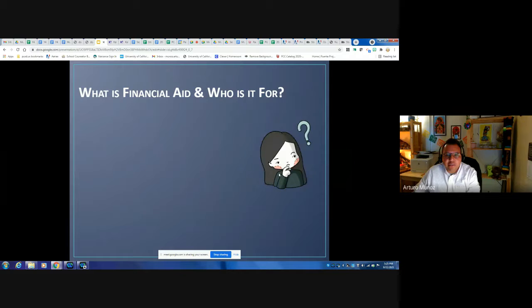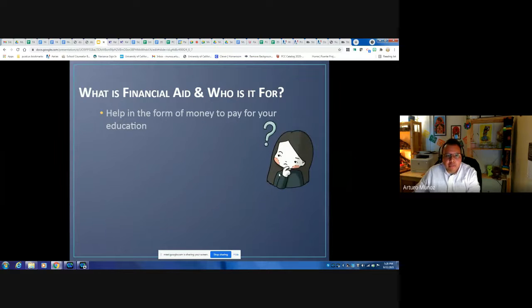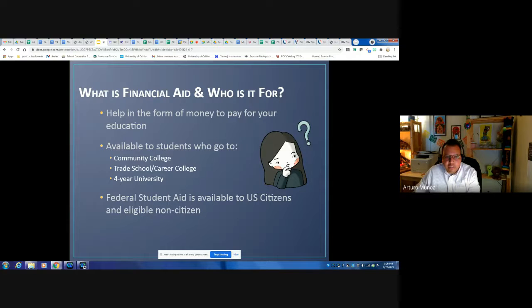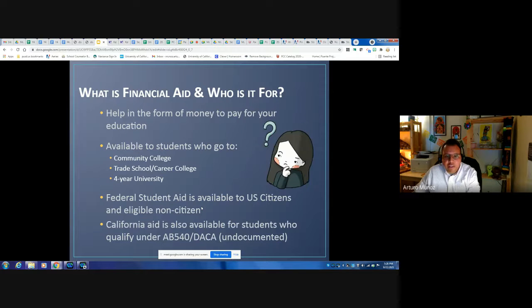So what is financial aid and who is it for? It's help in the form of money to pay for your education. It's available to students who go to community colleges, trade schools, career colleges, four-year universities, and so on. The federal student aid is available to U.S. citizens and eligible non-citizens. The California aid is also available for students who qualify under the AB 540 or DACA undocumented students. That's the California Dream Act. Correct.